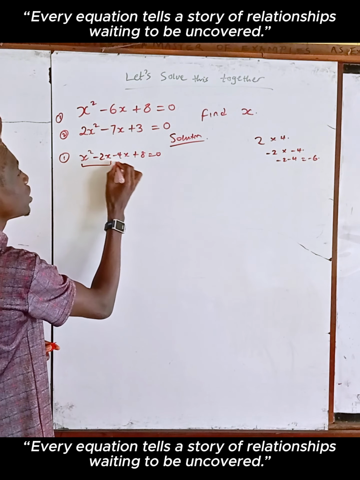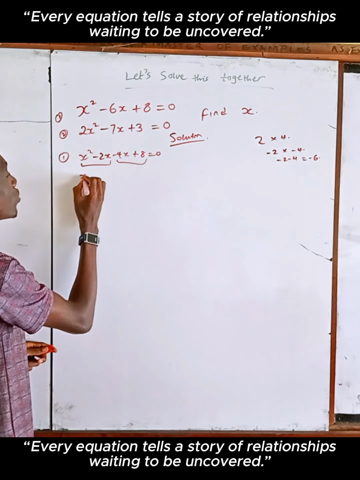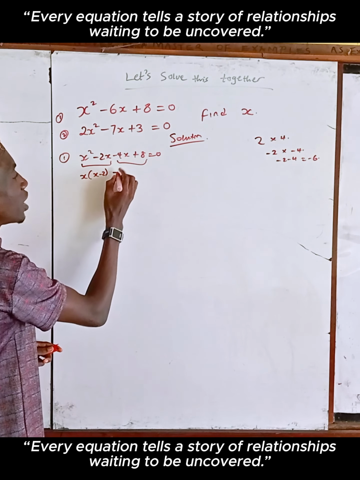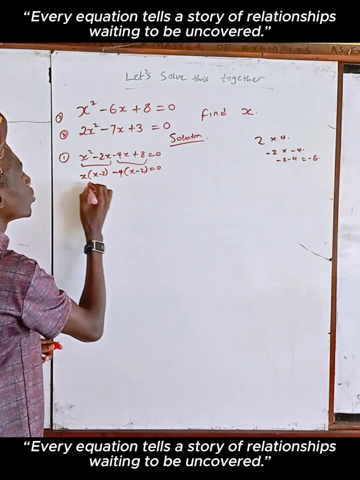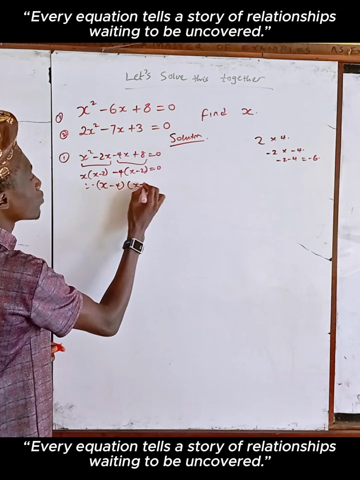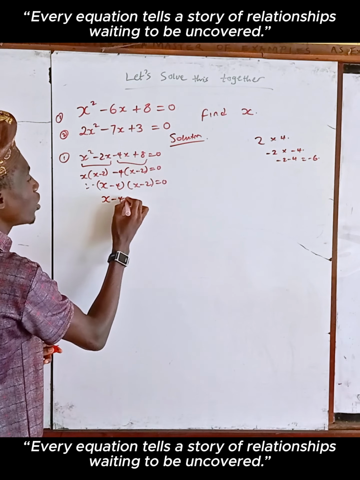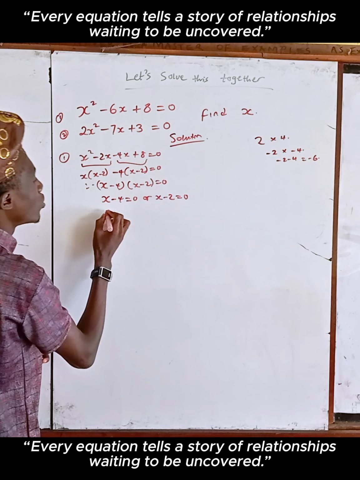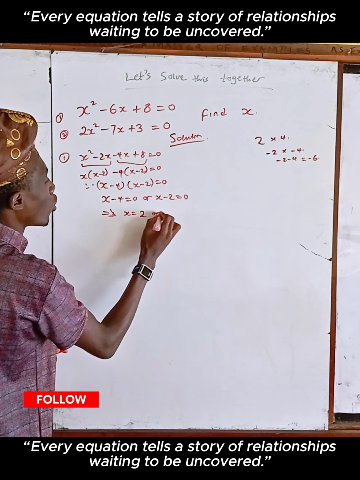Divide it into 2, this and this. So what is common here and here? That is x. We have x into x minus 2. Then what is common here and here? That is minus 4. Then we have x minus 2 is equal to 0. So therefore our x minus 4, then our x minus 2 is equal to 0. So therefore x minus 4 equals 0, or x minus 2 is equal to 0, which implies that x is equal to 2 or 4.